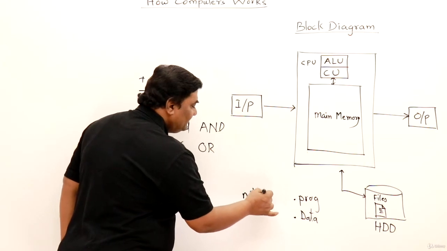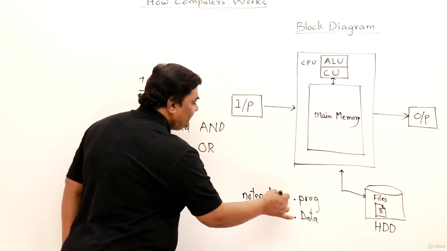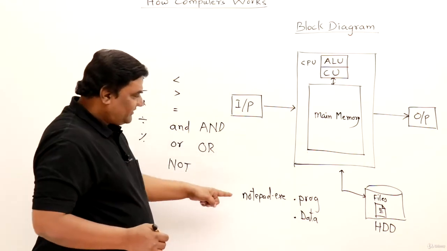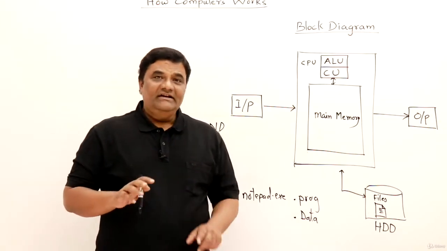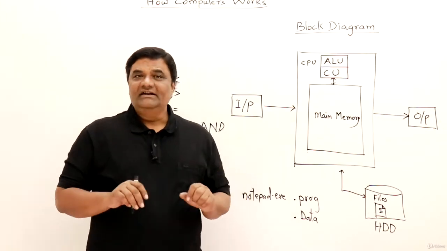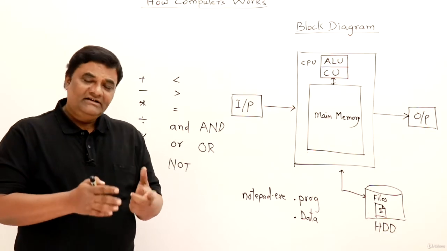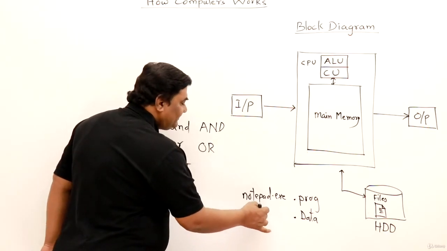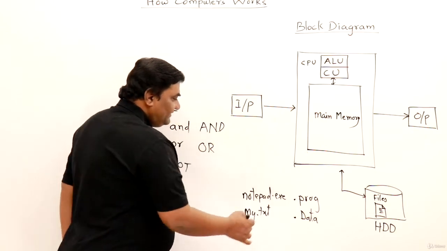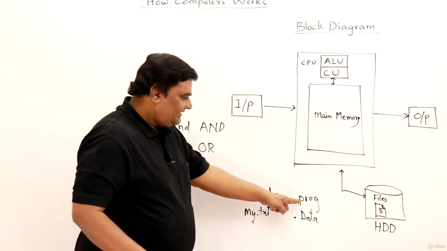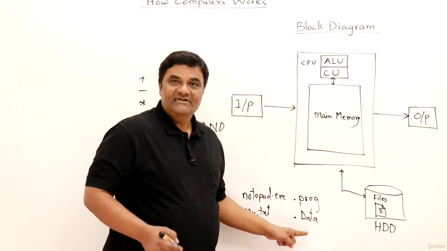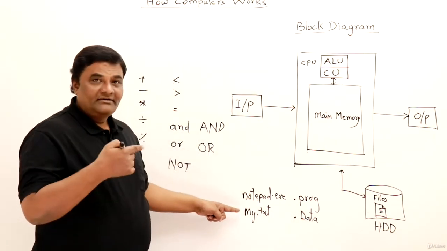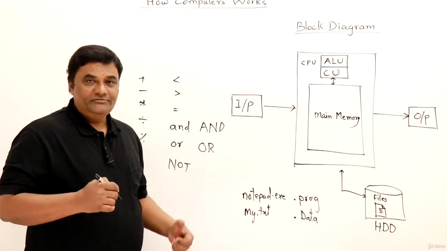notepad.exe. If you search for it, you can find this file. This is a program file. Now inside notepad, if you type something and save, then it will be saved as a text file. So you may be saving it as my.txt file, right? So this is a program file and this is a data file. This data file is used by notepad or generated by notepad.